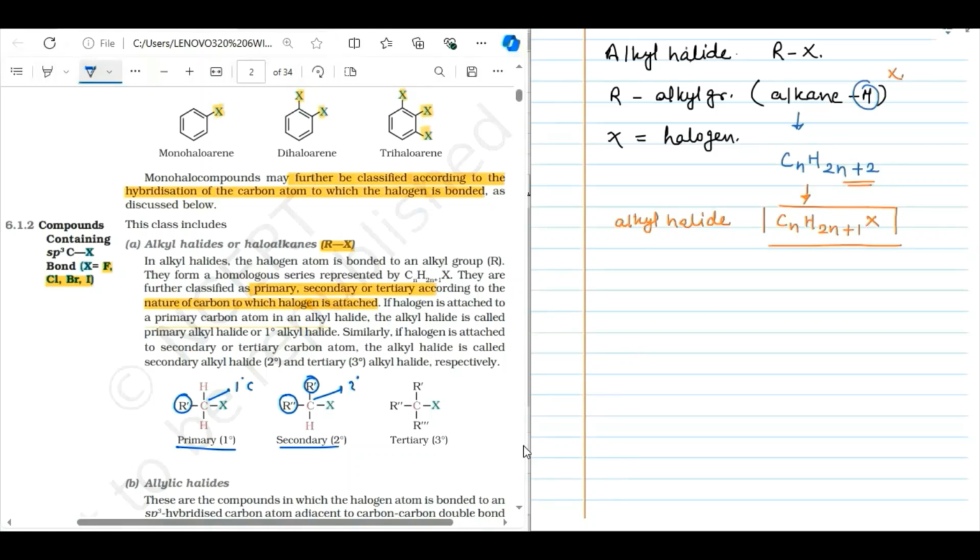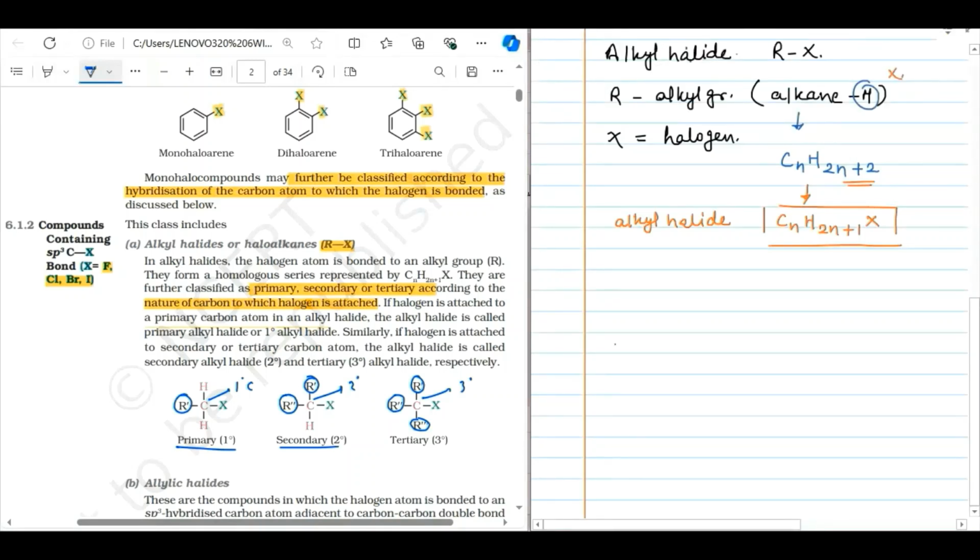Now come to the third example. Here the halogen is bonded to the carbon and this carbon is bonded to three alkyl groups. That's why this carbon is the tertiary carbon and the alkyl halide is tertiary alkyl halide.